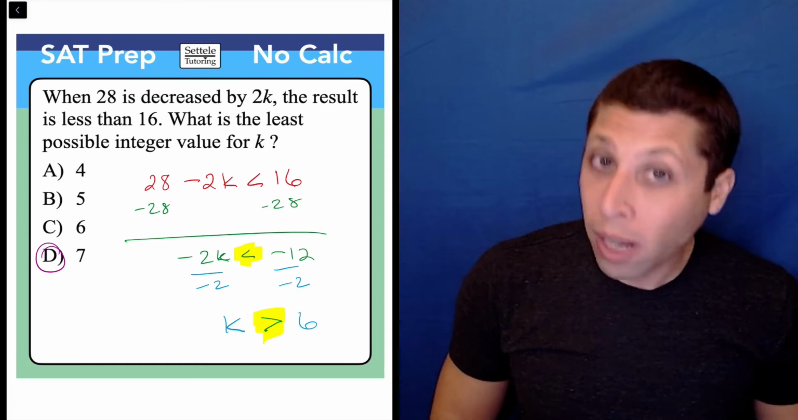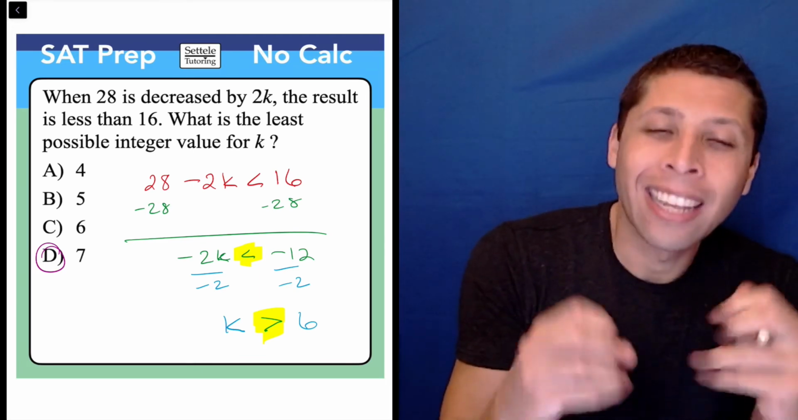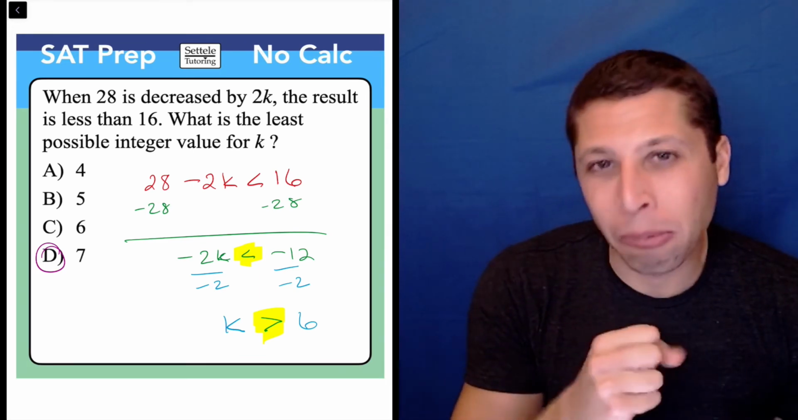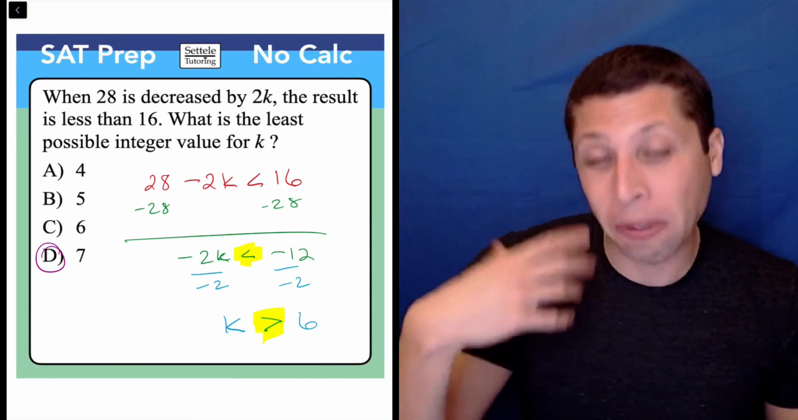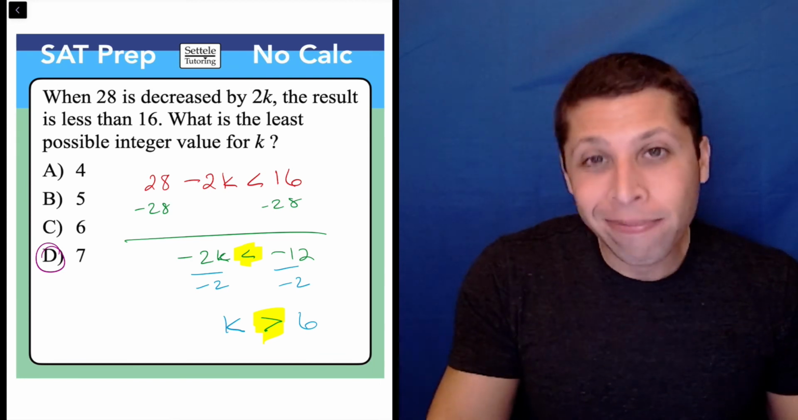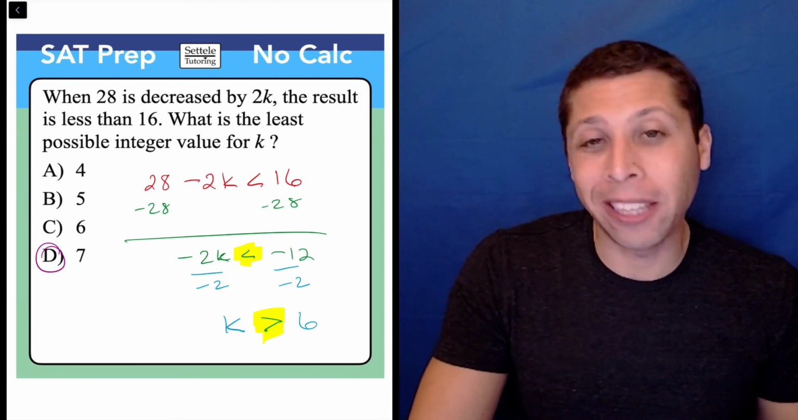So this one is tricky because even if you do all the algebra right, that inequality poses some problems. We might be tempted to pick C here. If we don't reverse the inequality, we might be tempted to pick B. But now you know. If you made those mistakes, hopefully you won't make them next time.